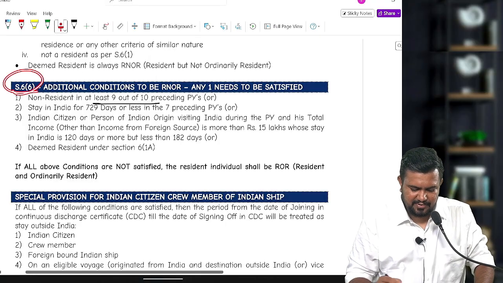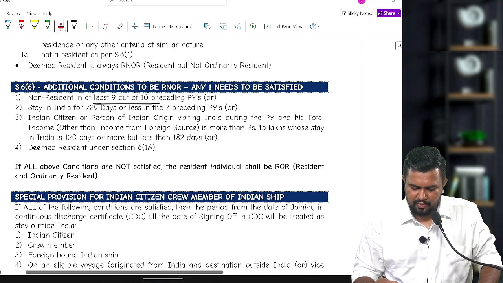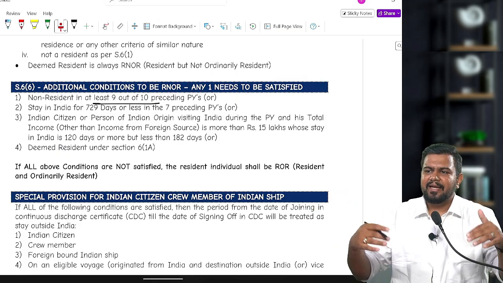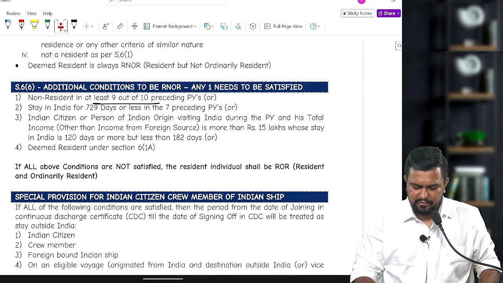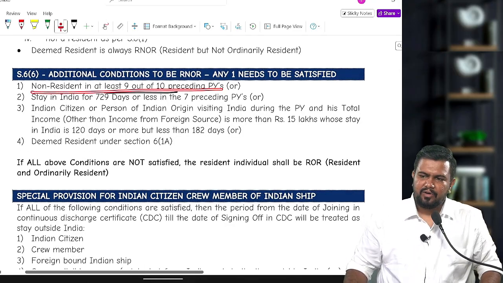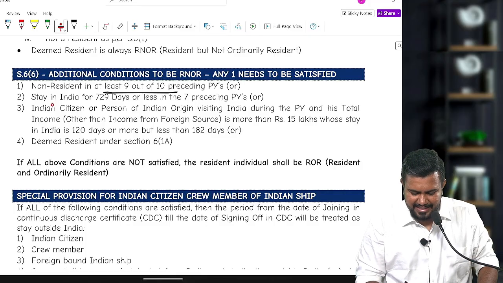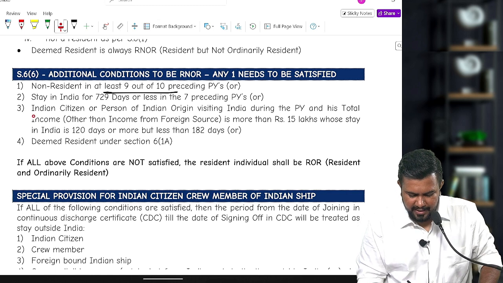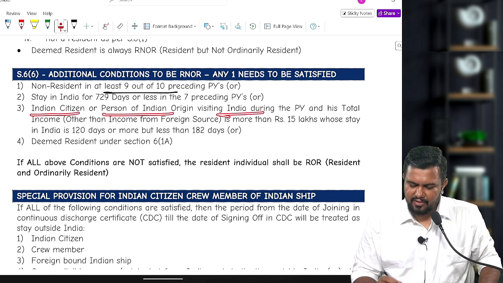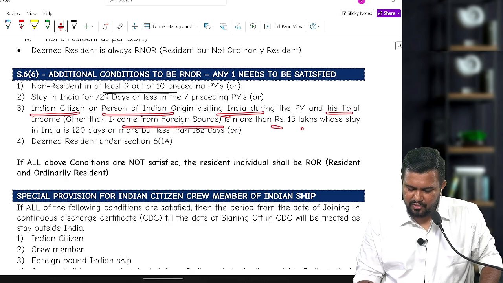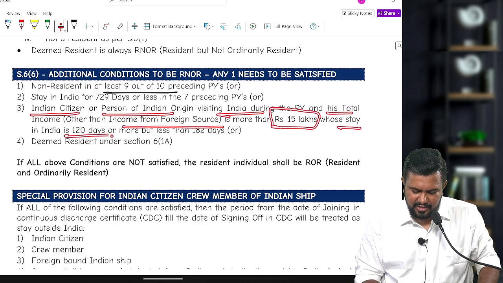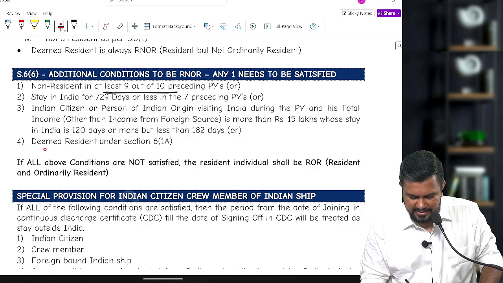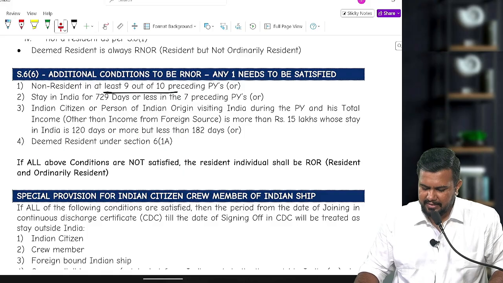Now, section 6 subsection 6 gives additional conditions to be RNOR. There are 4 doors, no? If any one door opens, then the person can escape and go into the RNOR category. What are the 4 doors? Number 1, non-resident in 9 out of 10 preceding previous years. Number 2, stay in India should be 729 days or less in the 7 preceding previous years. Number 3, Indian citizen or person of Indian origin visiting India during the previous year, total income other than foreign sources more than 15 lakhs, whose stay in India is 120 days or more but less than 182 days. So they come in the RNOR category. And lastly, deemed resident also comes in the RNOR category.